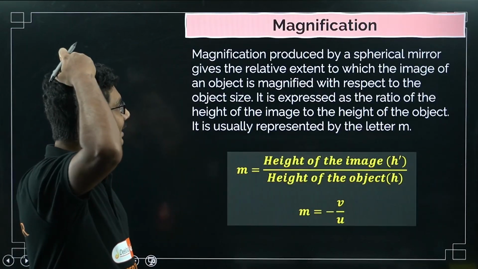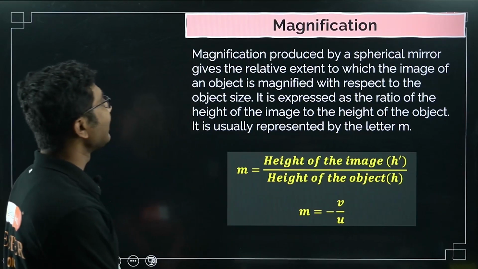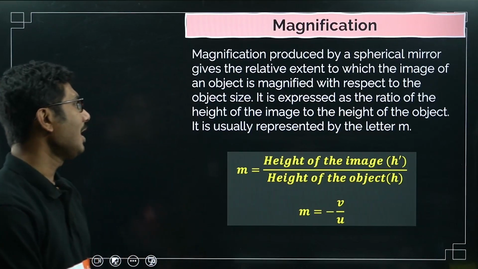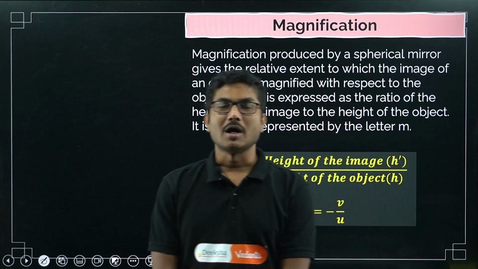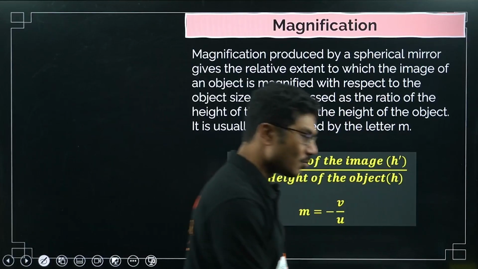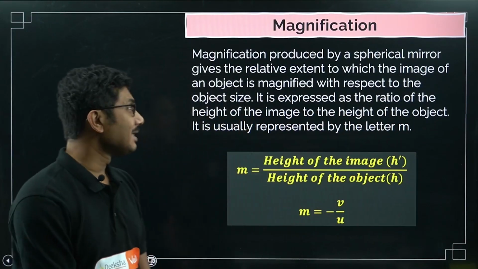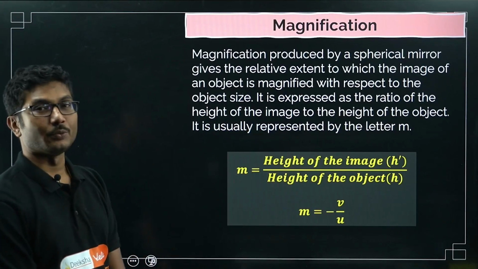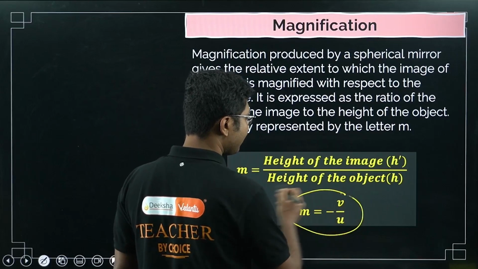Now another thing is magnification. Magnification produced by a spherical mirror gives the relative extent to which the image of the object is magnified with respect to the object size. So magnification means we say diminished, magnified, or enlarged: by how much amount it is enlarged or diminished. That is given by this relationship: magnification m equals minus v by u.